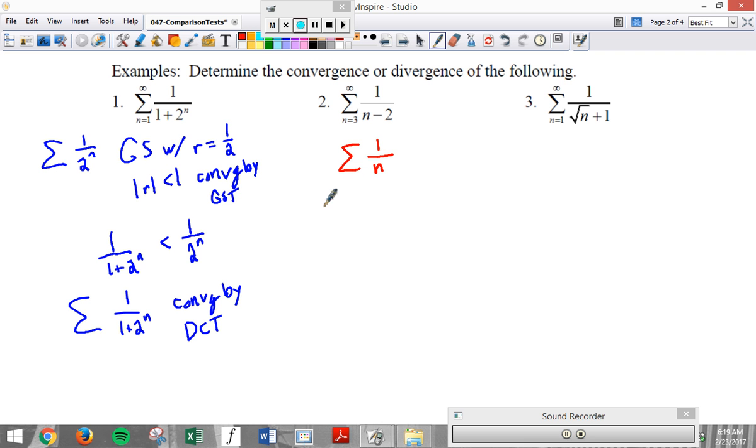But I'm going to say this diverges because it's a harmonic series. And again, in case you don't remember what harmonic series is, it's the P series with P equal 1. It's a very special series. It's a good one to keep in mind.